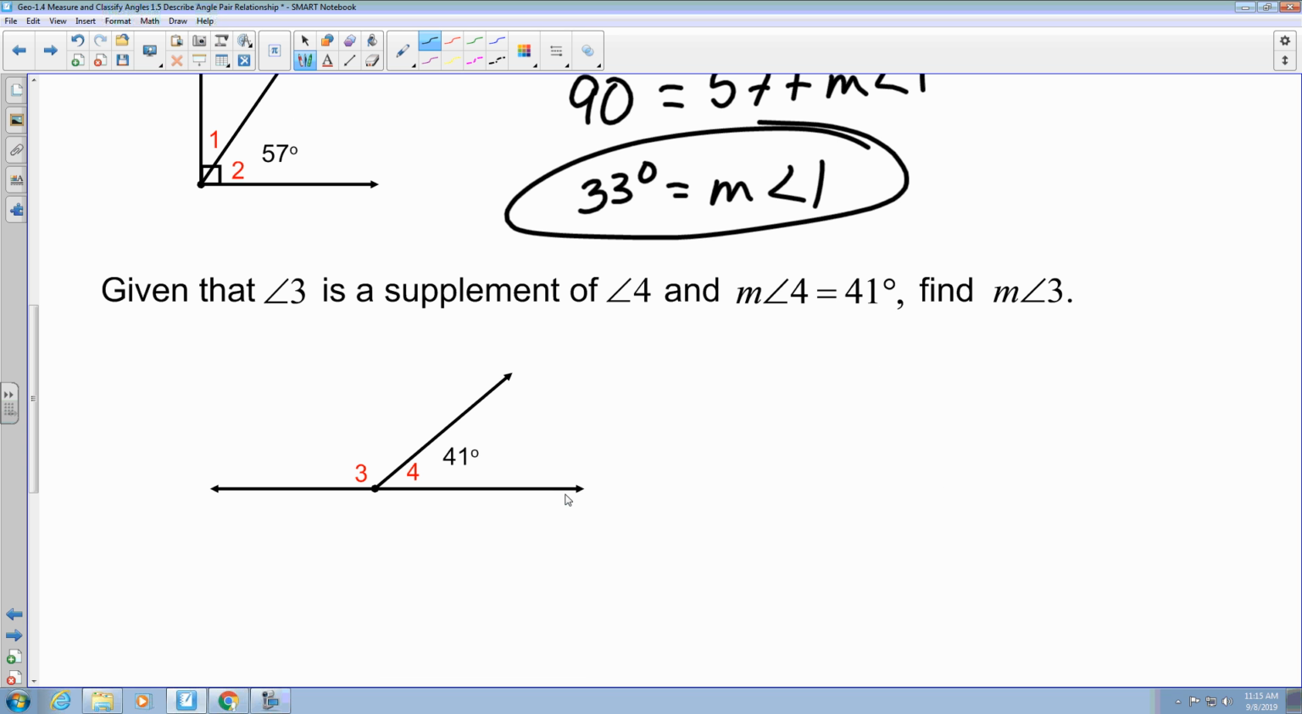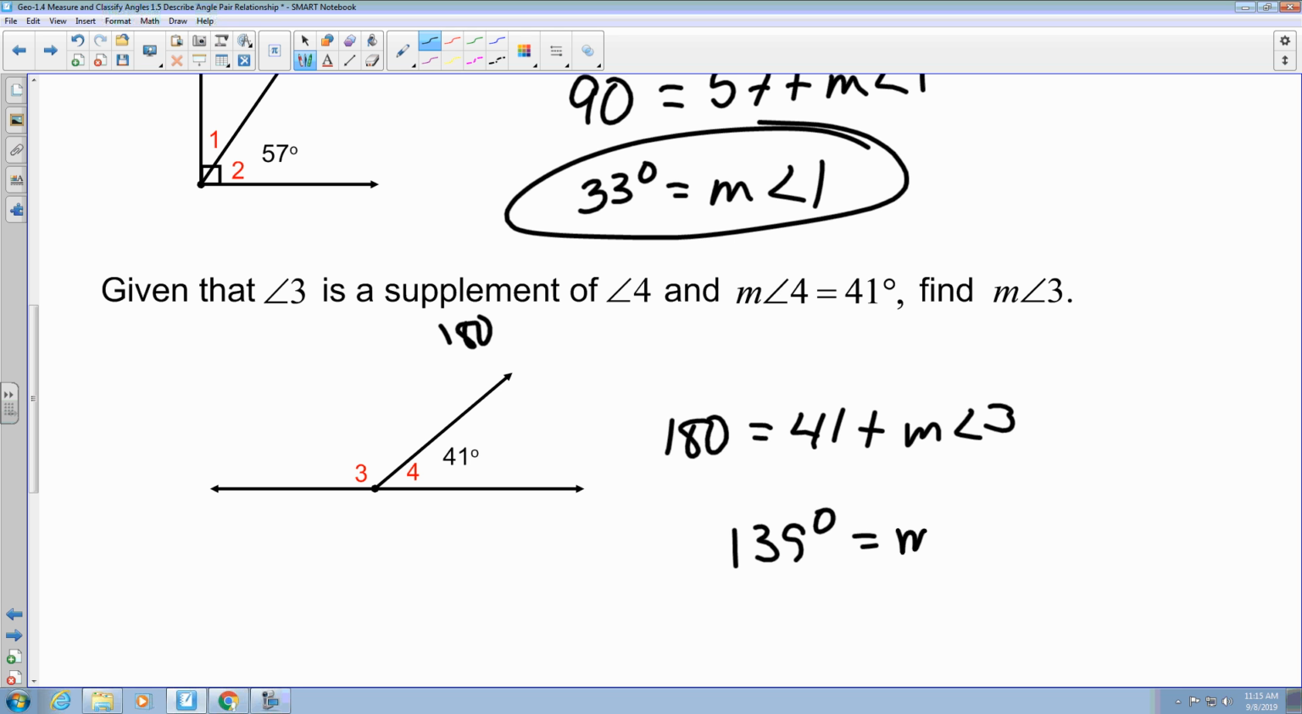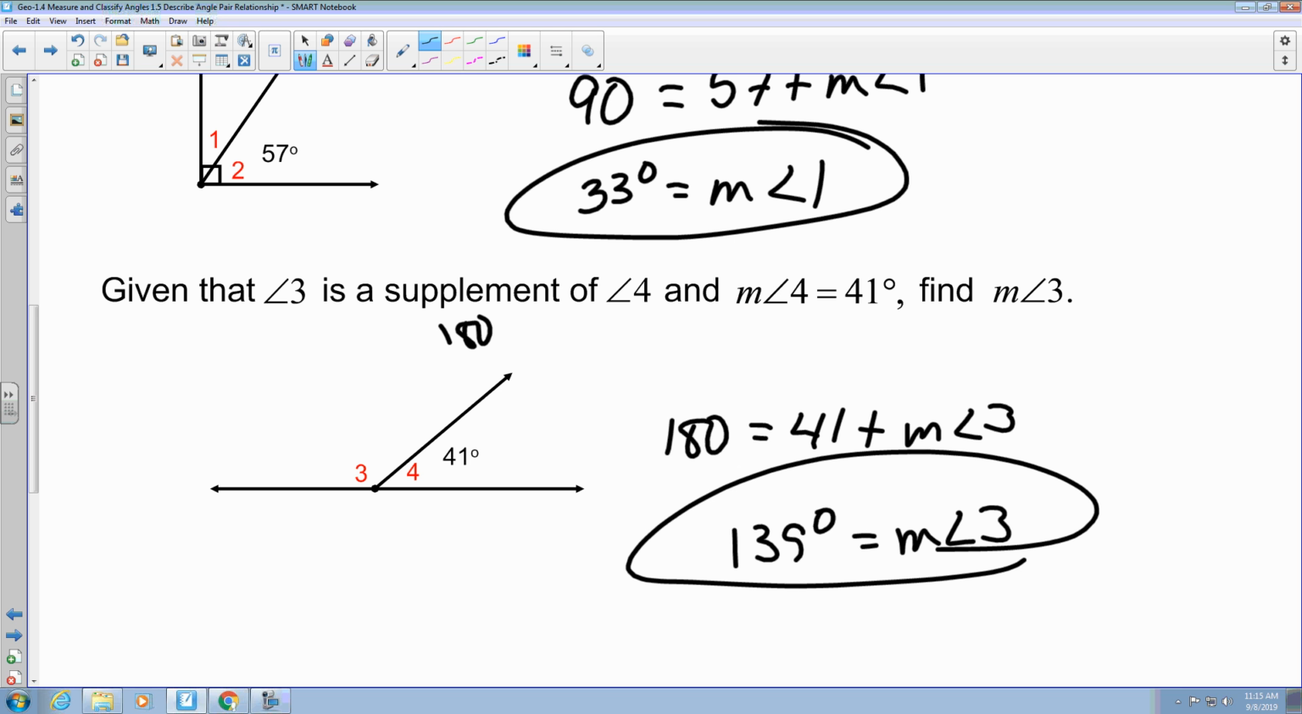Here it says that angle 3 is a supplement of angle 4, so that means 180. And the measurement of 4 is 41 degrees. I want us to find the measurement of angle 3, so 180 is going to equal 41 plus the measurement of angle 3. 180 minus 41 is equal to 139 degrees, so that's going to equal the measurement of angle 3.